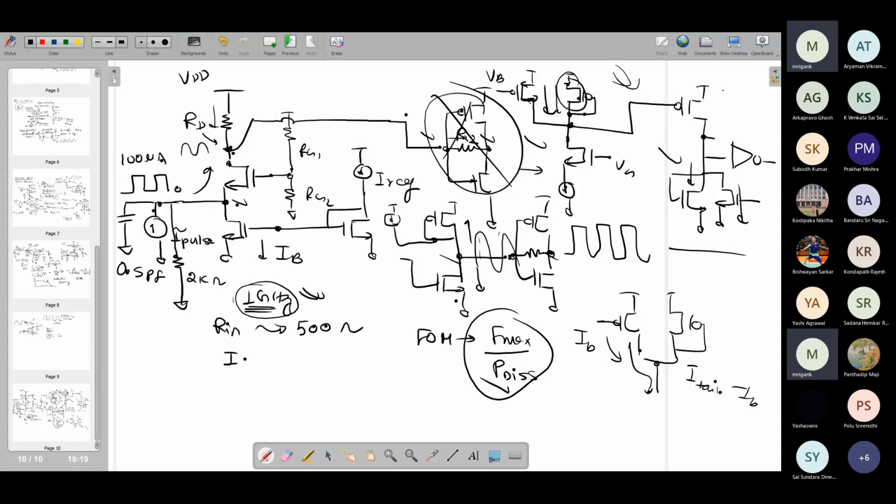If the next stage is not getting biased properly, you can take help of level shifters, a common drain amplifier, to shift the level up or down. That is also possible. Is that clear? So it is possible that in between you put a common drain and then shift the levels down. That is also possible. Is that clear?